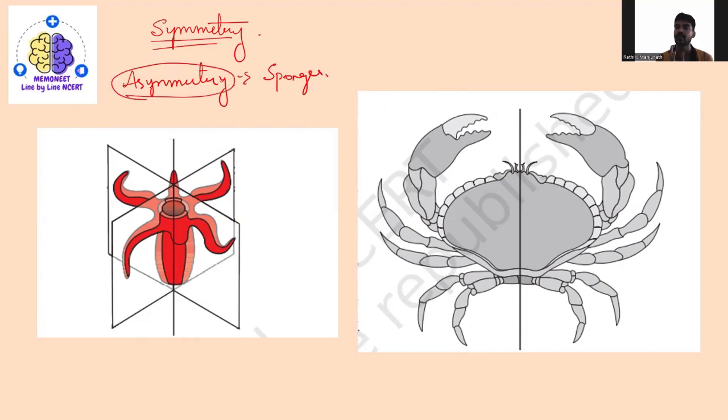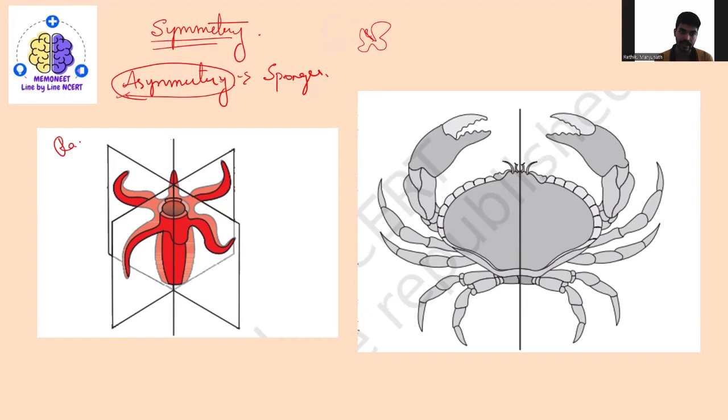You cannot divide the organism into two equal halves. So that is called asymmetry. Like in some sponges or in amoeba, what happens? They come as asymmetry because they cannot be divided into two equal halves because of the structure itself. It has no proper structure. So you will be unable to divide them into two equal halves. That is called asymmetry.